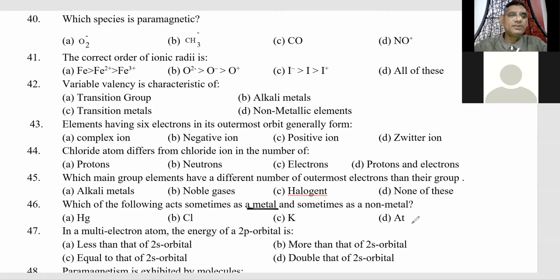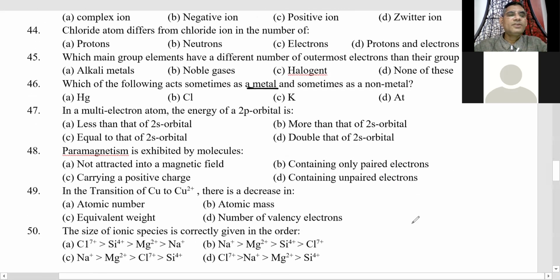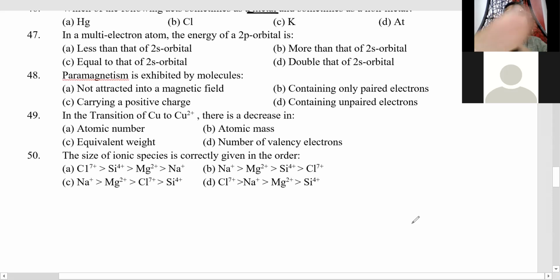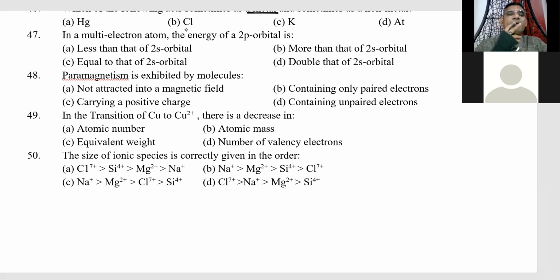What next is? In a multi-electron atom, the energy of a 2p orbital is more than that of 2s. 2s comes first, then 2p. So 2p will have more energy, more than that of the 2s orbital. 2s will have lesser energy. Now question number 47 is over.